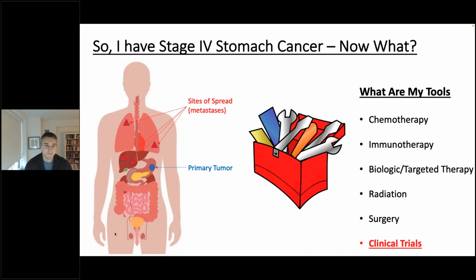So treatment is all about the right tool for the right job. That's true of many jobs. And first, you've got to know what your tools are. And so when you're going to your oncologist's office, the tools that your oncologist and your care team are working with are chemotherapy, immunotherapy, biologic or targeted therapies, radiation, surgery, and in my opinion, critically, clinical trials.